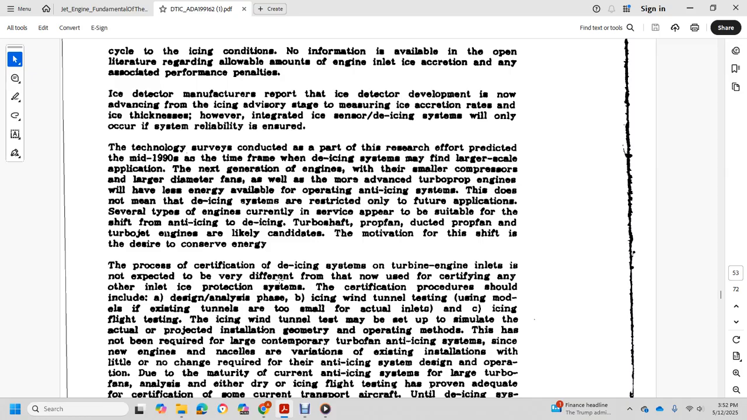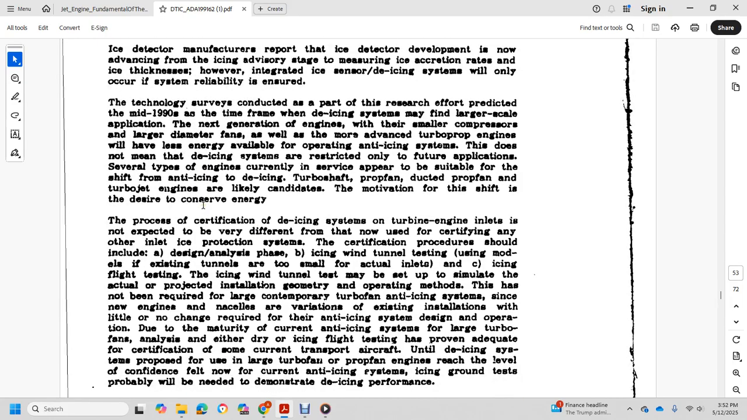Several types of engines currently in service are suitable for a shift from anti-ice to de-icing: turboshaft and prop planes, with ducted propfan and turbojet engines likely to follow, motivated by the desire to conserve energy. The certification process for de-icing systems for turbine engine inlets is expected to be very different from the certification of any of the other inlet icing protection systems.